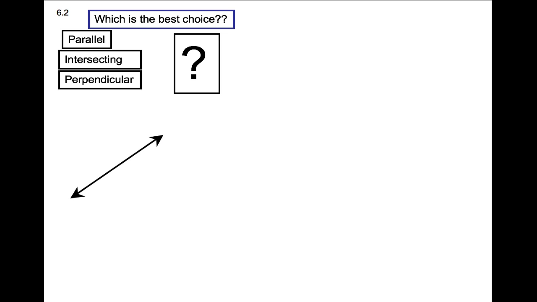What do you think the best choice for these pictures are? Describe them as intersecting, parallel, or perpendicular in your mind. Here we have two lines that if we continue them on would never intersect, so these would be parallel lines. These two lines have an intersection, although it's not at a right angle, so we just call these intersecting lines.